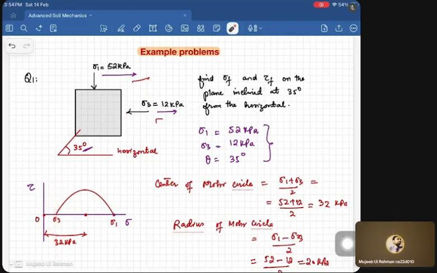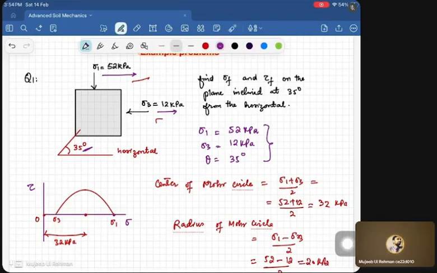So the intersection of these two planes, one plane is the horizontal plane on which sigma 1 is acting, and the plane through the sigma 3 at which the sigma 3 is acting. The intersection of these two planes will give the pole. Now if we draw any line through this pole at an inclination of 35 degrees, that will actually give the stress state. So if you draw the line, it's like this, fine. So this is actually, let's call it A.